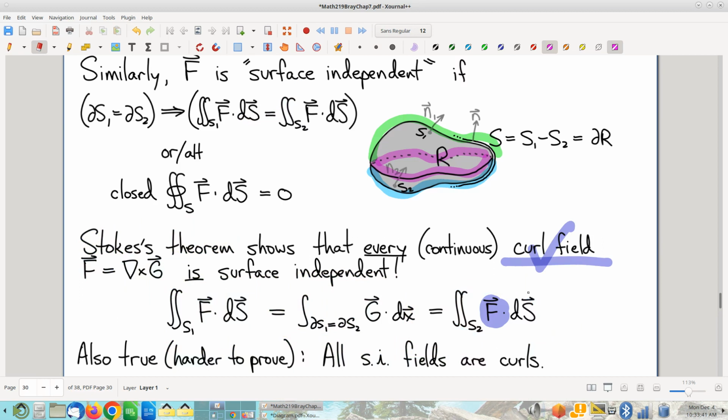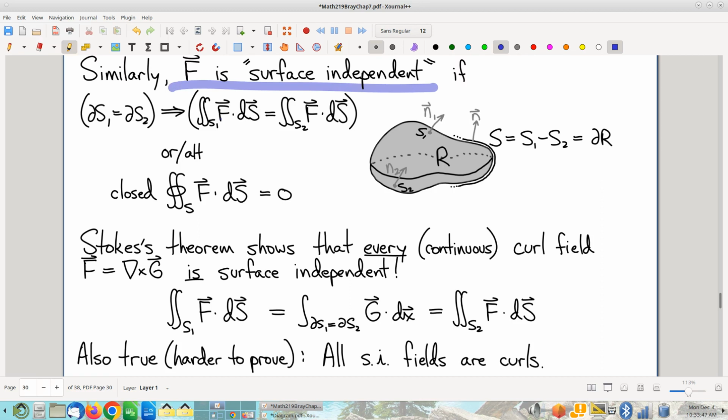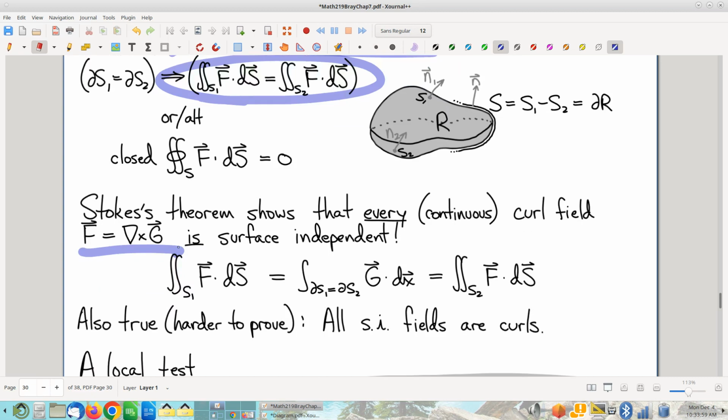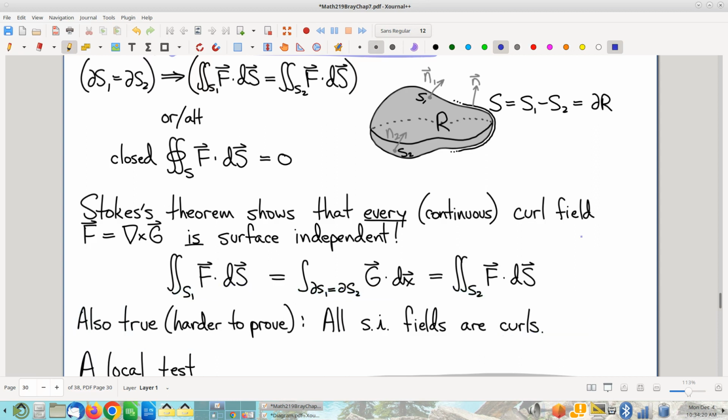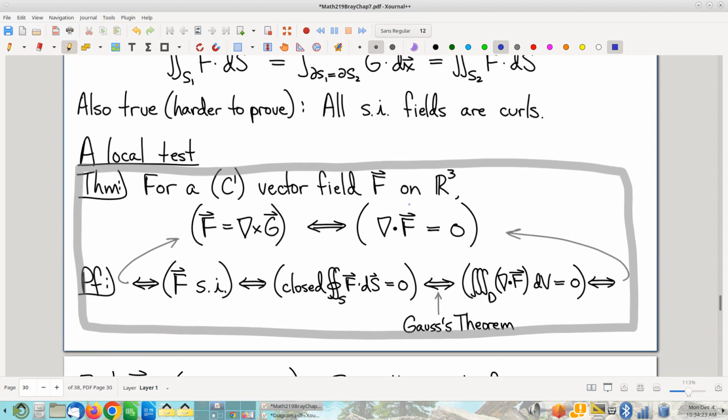So this outrageous suggestion that there could possibly be a vector field that is surface independent, namely for which this would always be true, come on, how could that possibly be? Every curl does it. All right. Now, real quick, and again, we're not going to prove this, and it's even harder in this case than the analogous fact for path independence. But not only is every curl surface independent, but regularity issues aside, every surface independent vector field also is a curl. It does go both ways. Again, regularity issues aside.